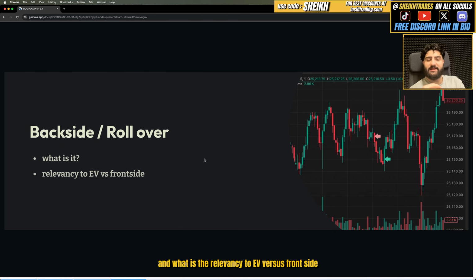And what is the relevancy to EV versus front side? So a lot of people say, okay, if I take an entry here, I short here, right at 25,190, and I short 25,190 here as well, I'm technically entering at the same price level. And if I make 50 points on them, whether I make it from here all the way to here, or from here all the way to here, I'm making my 50 points. And monetarily, value-wise, it's the same thing. EV-wise, it's not the same thing.